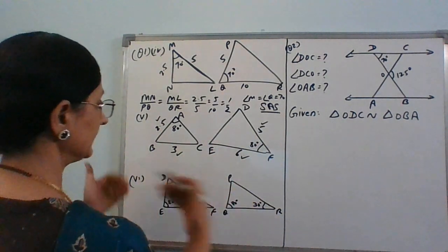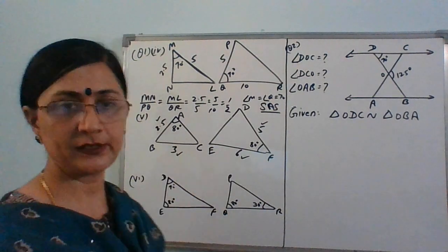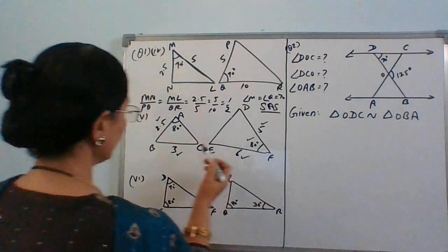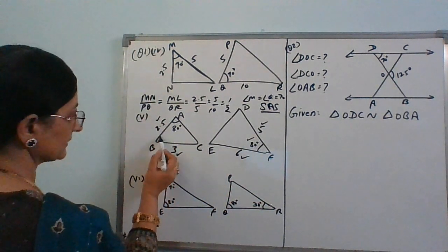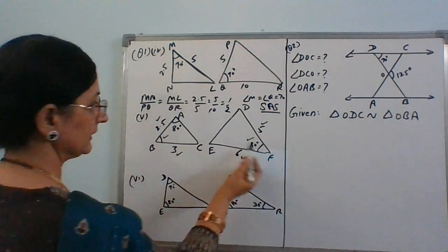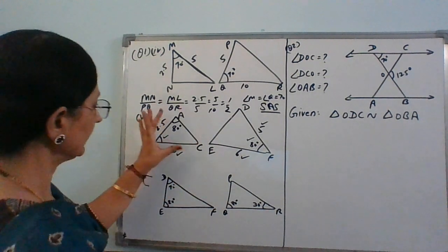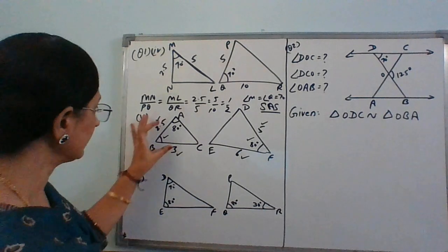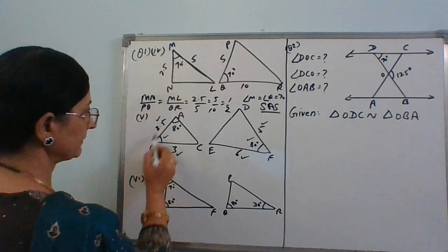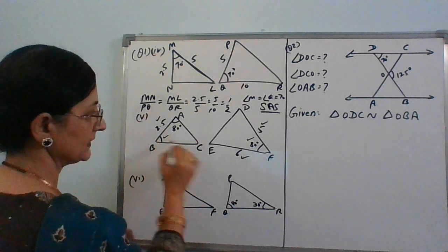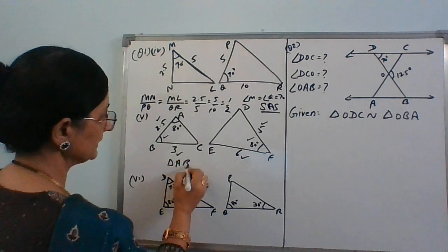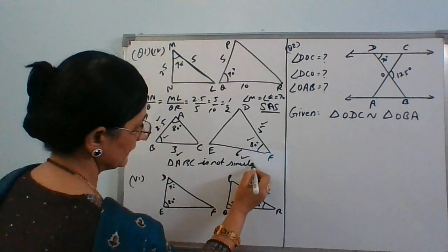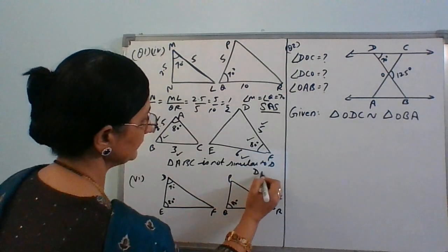Sides are in ratio, but the included angle is not equal. Included means the angle between these two sides here is 80. But the sides here are these ones. We don't have this angle equivalent to 80. So the included angle, the angle between the sides, should be equal. Here the angle formed by these two sides is this one, not this one. So triangle ABC is not similar to triangle DEF.